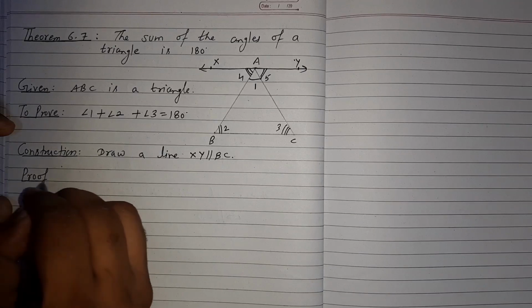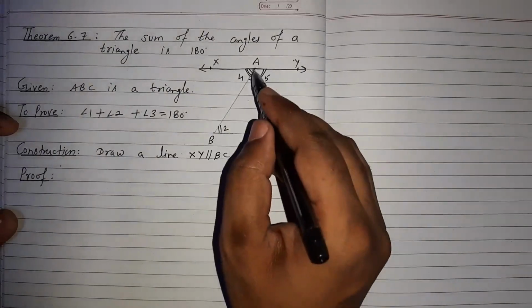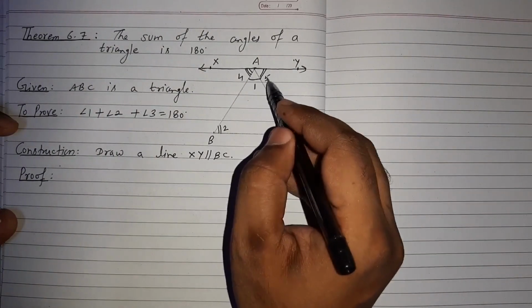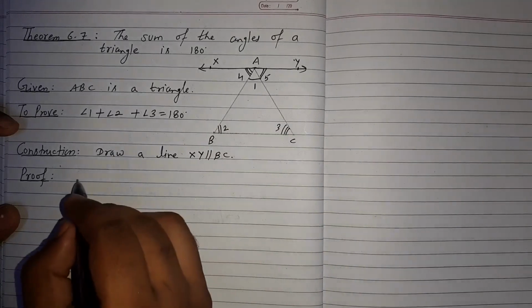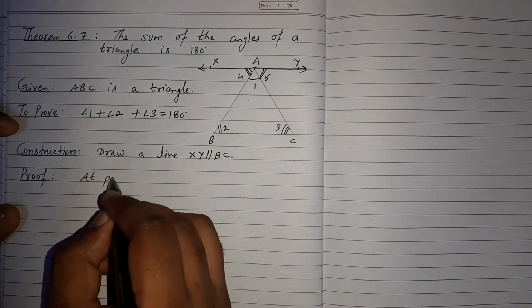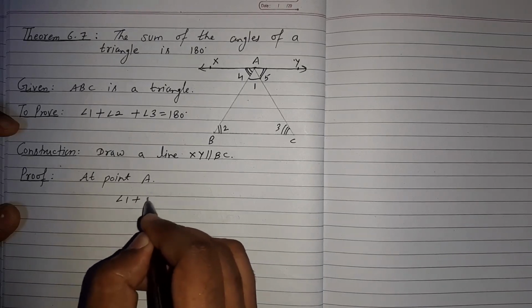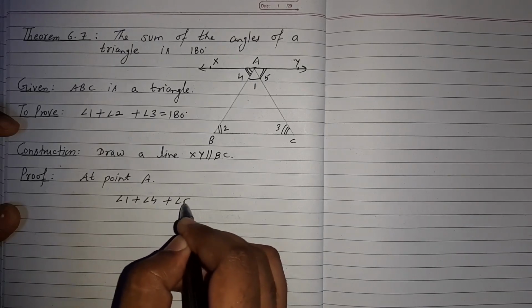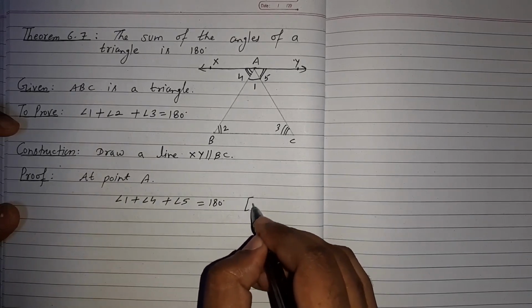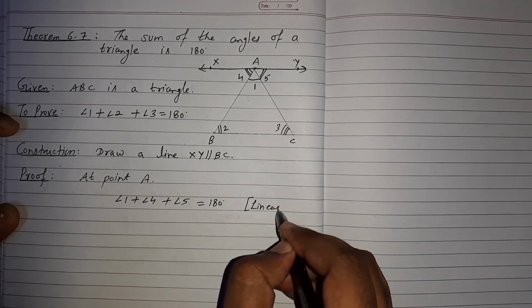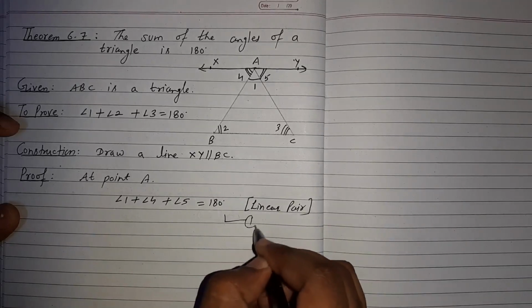Now the fourth point is proof. At the point A you can see angle 1, angle 4 and angle 5 are forming a linear pair. At point A, angle 1 plus angle 4 plus angle 5 is equal to 180 degrees by using the linear pair. This is equation number 1.